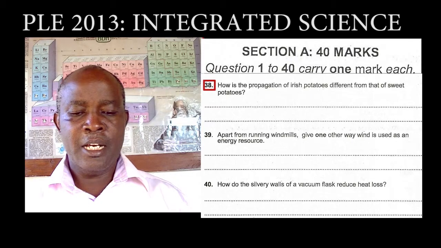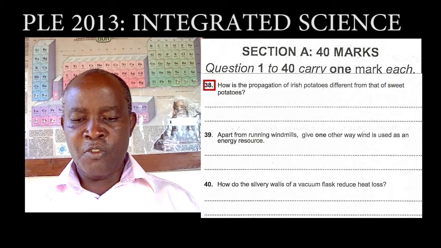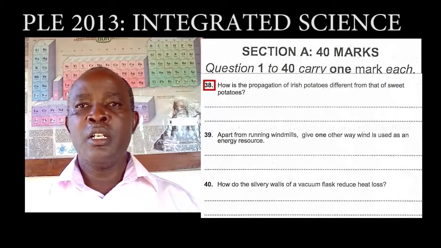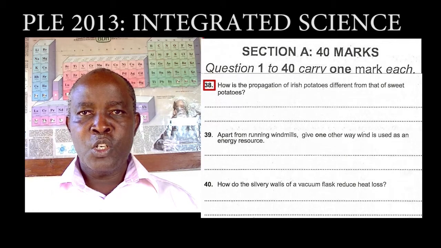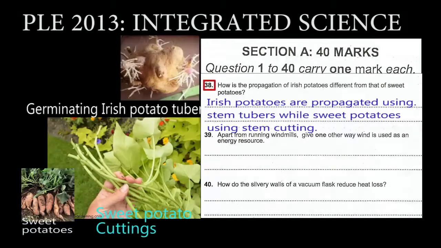Number 38. How is the propagation of Irish potato different from that of sweet potato? Irish potatoes are propagated by stem tuber. Sweet potatoes are propagated by stem cutting.